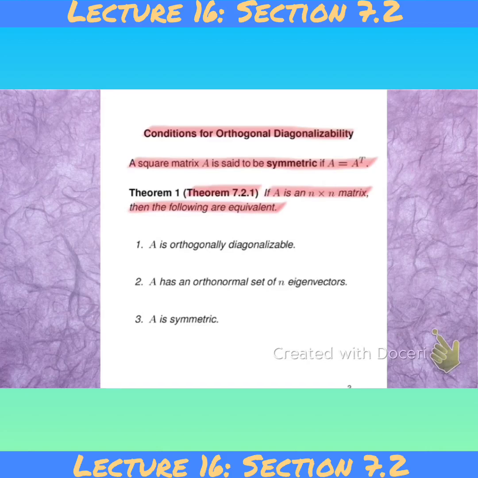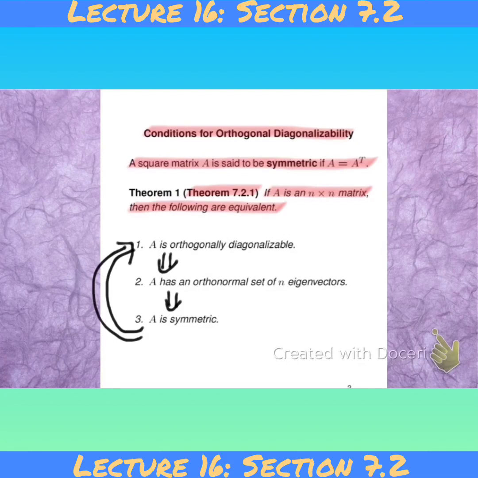Right, so A is orthogonally diagonalizable will imply that A has an orthonormal set of n eigenvectors, and that will imply that A is symmetric. And A being symmetric will imply that A is orthogonally diagonalizable. So again, that 1 implies 2, 2 implies 3, and 3 implies 1. Okay, so those conditions are all mathematically equivalent.